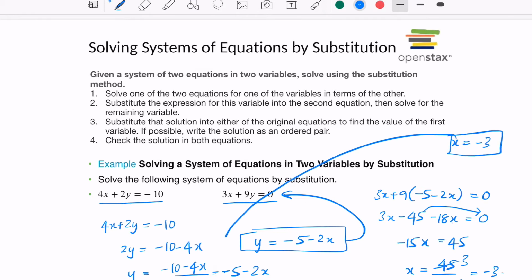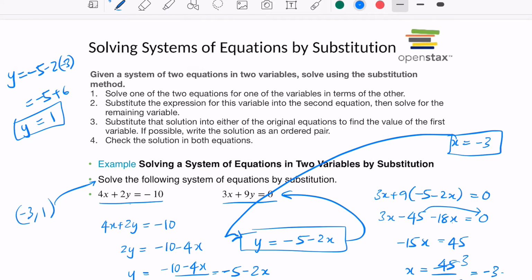Substitute this back into this equation here and find the value of y. So y becomes negative 5, negative 2 times negative 3. You have negative 5 plus 6, so it becomes 1. So for this, the ordered pair is minus 3, 1, which is the solution for these two equations. So this is how you solve by substitution.